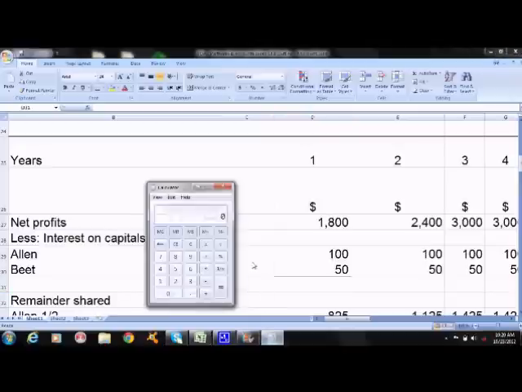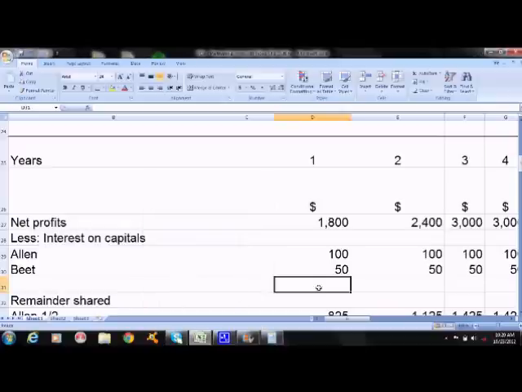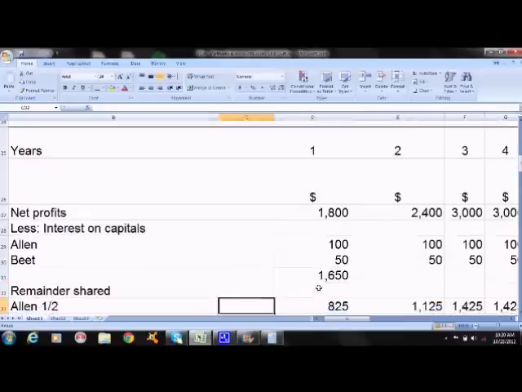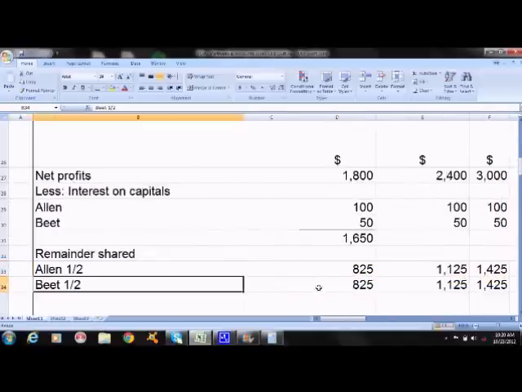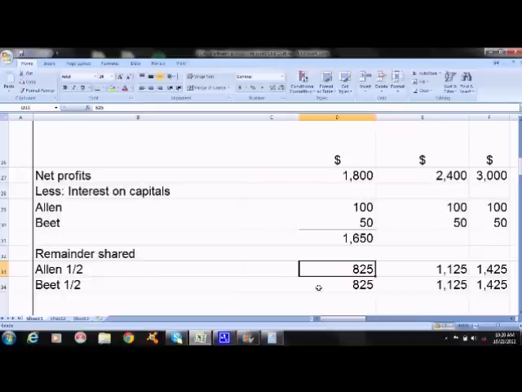How much would we get? So we should have 1,800 minus 150. That would equal to what? 1,650. Now we see that we are sharing profits equally, right? Therefore it means that we're going to say half. So Allen will get half of the remainder and Beat will get half of the remainder.